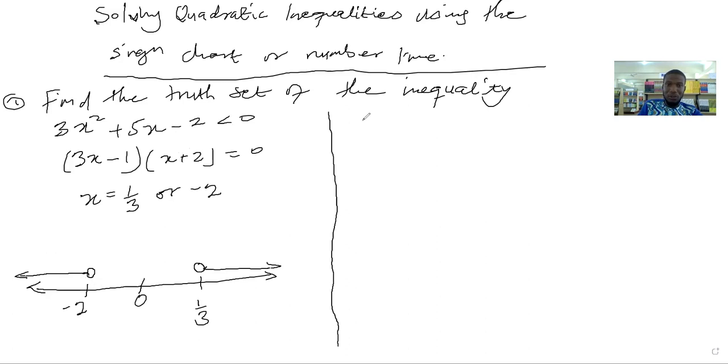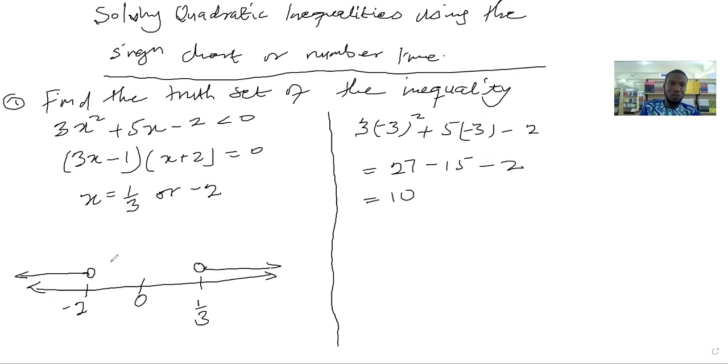So when I choose -3, we are going to have 3 times (-3) squared plus 5 times (-3) then minus 2. This is going to give me 3 squared is 9, times 3 is 27, minus 15, minus 2. 27 minus 17 is 10. So that is a positive number, meaning it will be greater than 0. So let's write positive here.